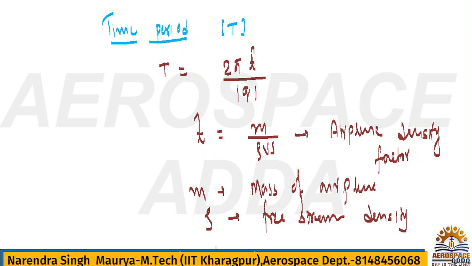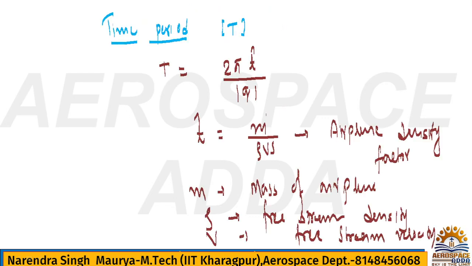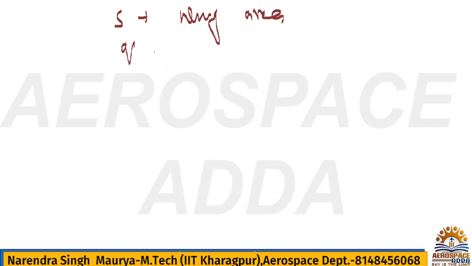Free stream density. Okay, what is V? Free stream velocity. What is S? Wing area. And what is Q? Here I have given Q. See this Q value denominator. So what is the Q?